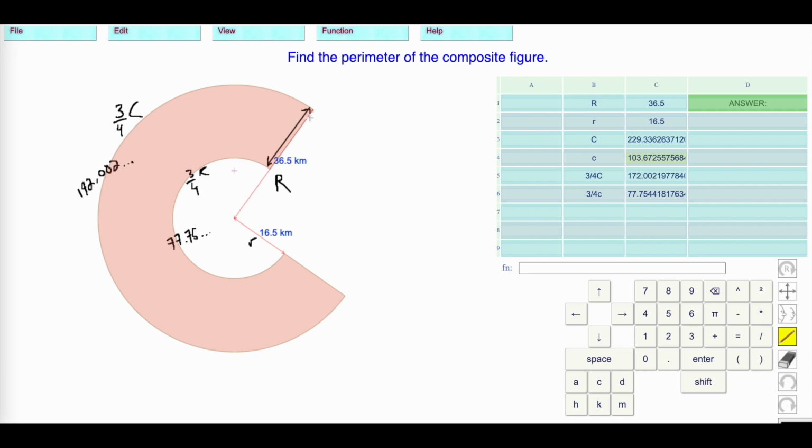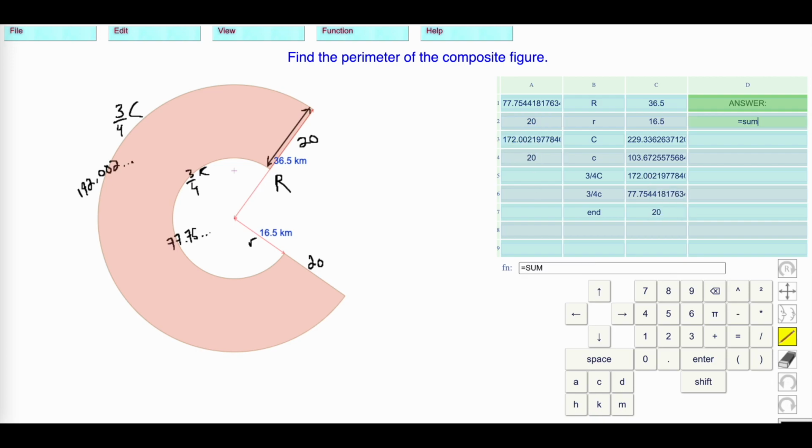Then we have to know this length, which is the big radius take away the small radius, which is 20. This length is 20, and that length is 20. The perimeter is, if we start at the small circumference, the small circumference plus the 20 plus the big 3/4 of the circumference plus the 20. And then we're done.